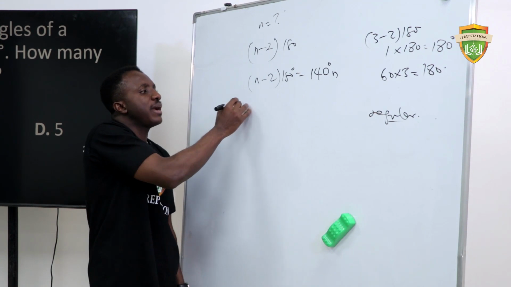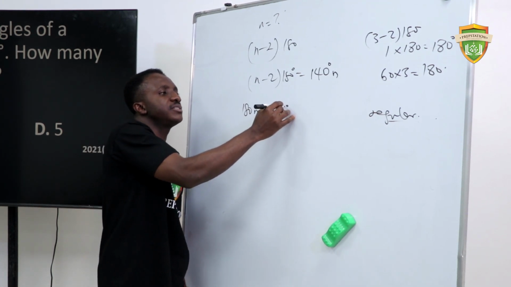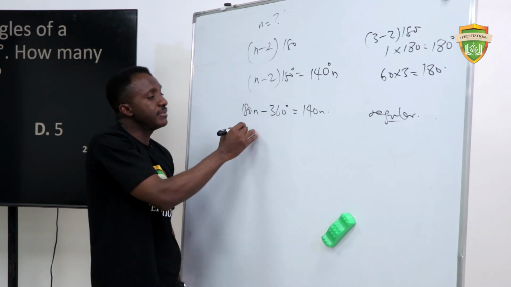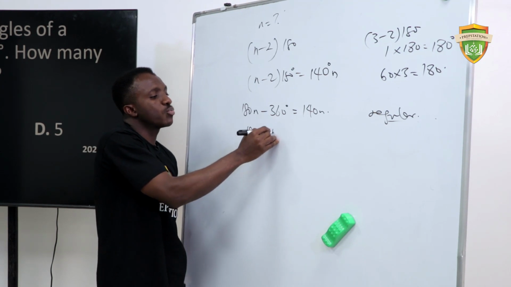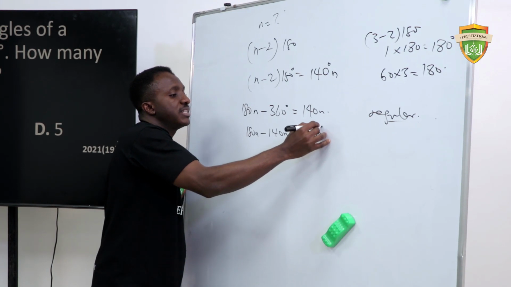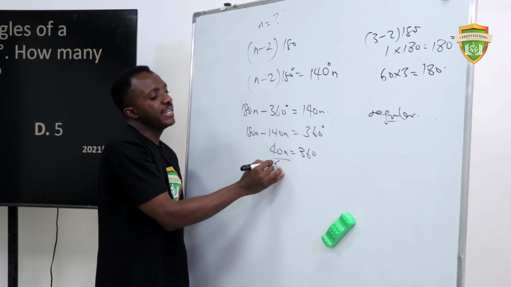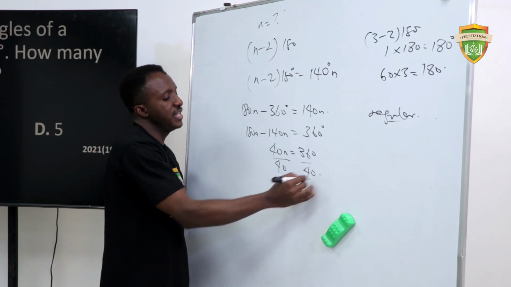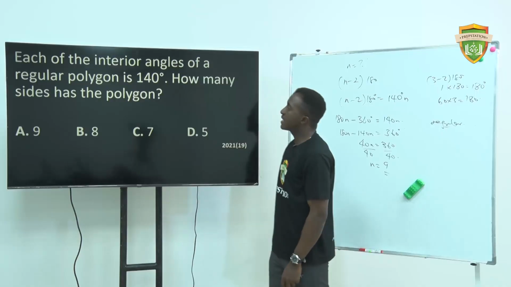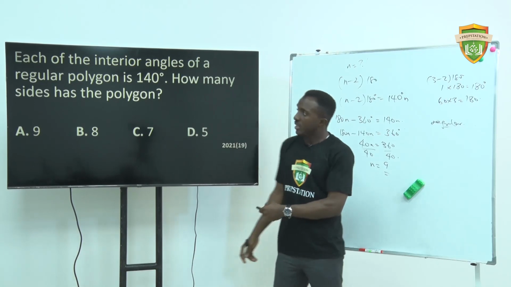If we open the bracket, we have 180n minus 360 degrees equals 140n. When we collect like terms, we have 180n minus 140n equals 360 degrees. So this is 40n equals 360. If I divide both sides by 40, I have n equals 9. So the polygon has 9 sides. How many sides has the polygon? A is the correct option, 9.